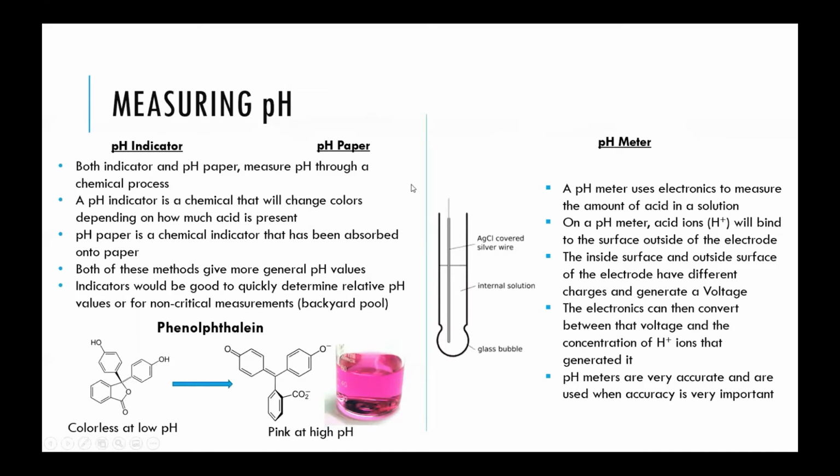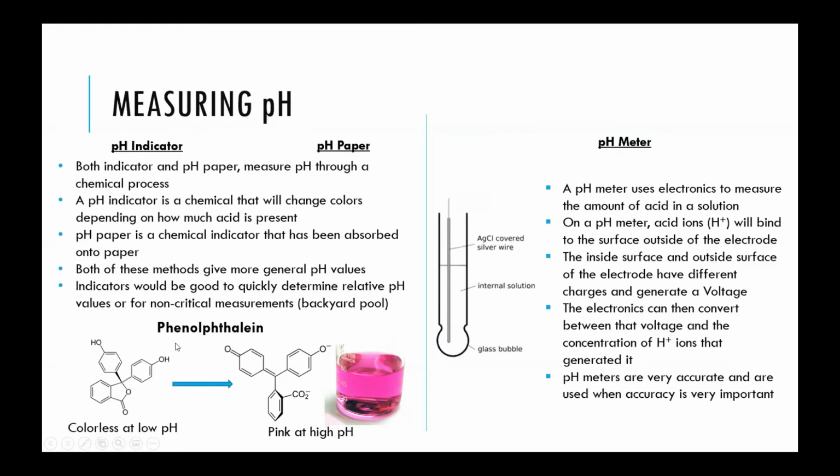There are different ways to measure the pH of a solution. There are both chemical ways to measure the pH, and there are electronic ways. A general way of measuring pH would be through the use of a pH indicator or pH paper. These are chemical indicators that will change color depending on their environment.